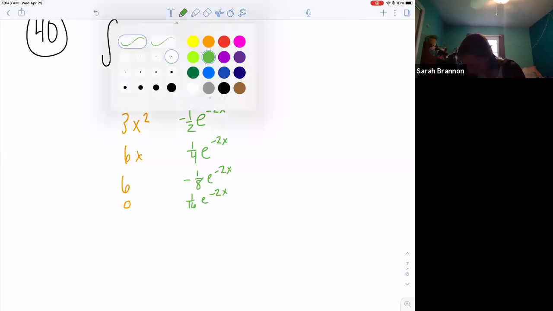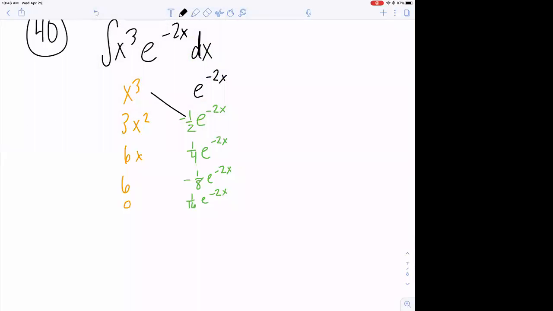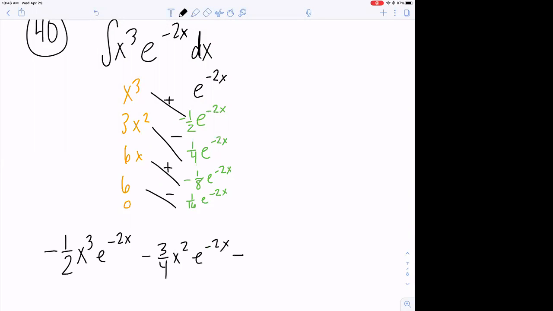And then you just got to join them with the positive or negative. So this is positive, this is negative, this is positive, this is negative. So all of these are going to have minus signs then, because the things that are positive have a negative on them, and the things that are negative have a, you know what I'm trying to say. -1/2 x cubed e to the -2x minus 3/4 x squared e to the -2x minus 6/8 is going to become 3/4 x e to the -2x minus 6/16 is going to become 3/8 e to the -2x plus c.